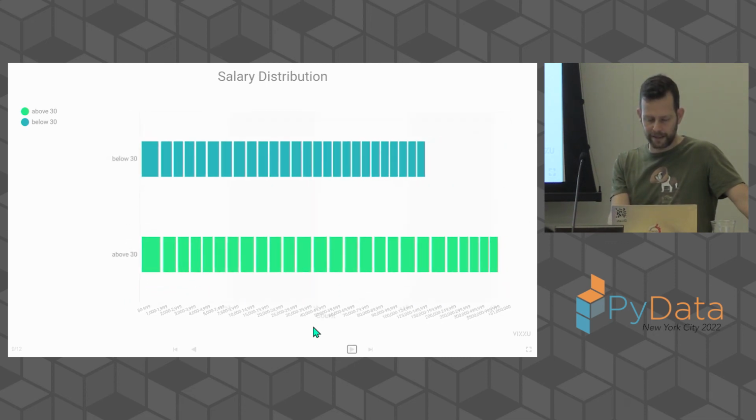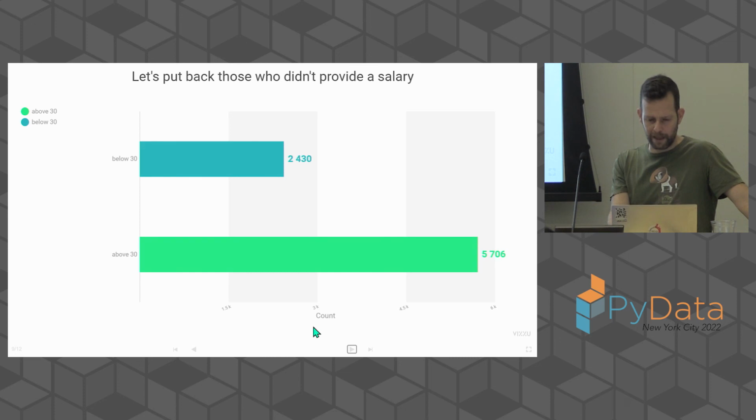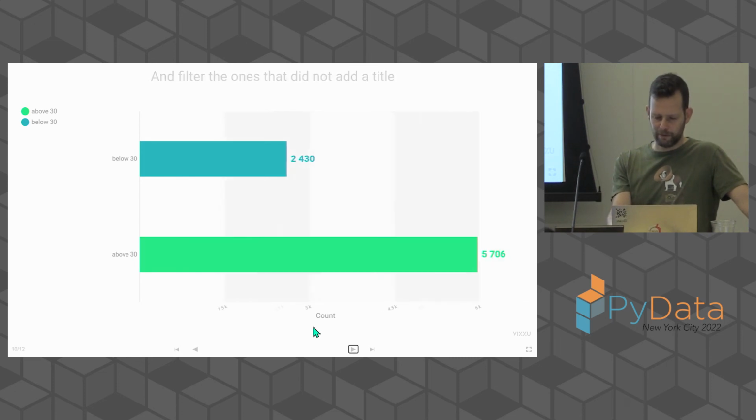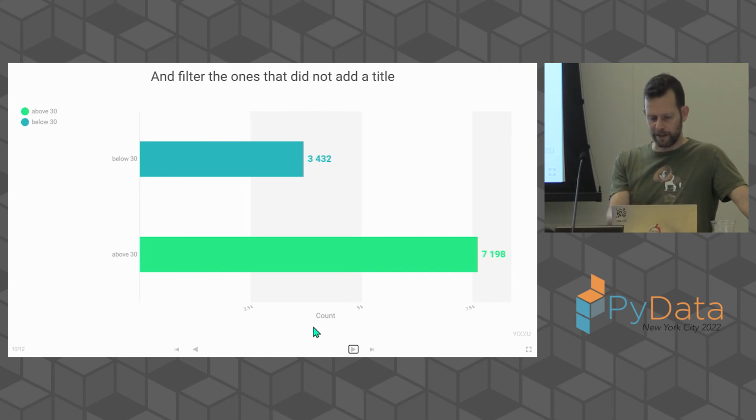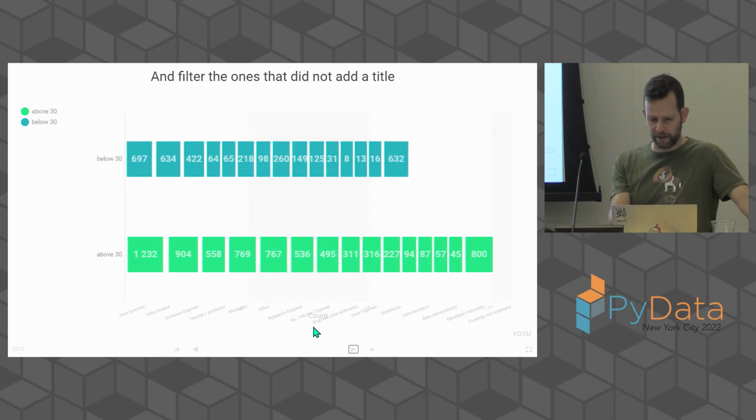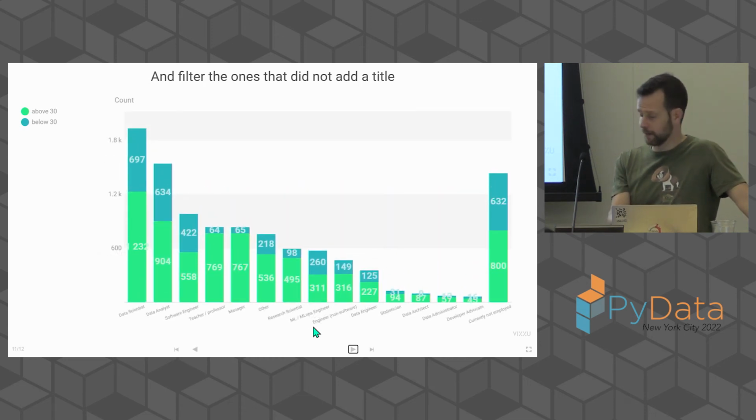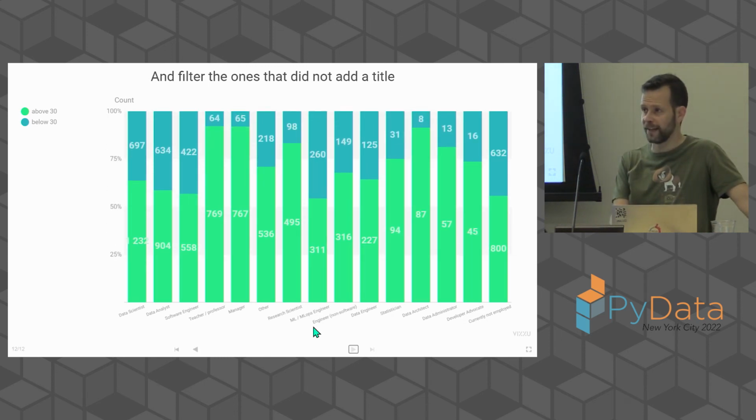And then the last view I made is about the titles. So I now added back the people who didn't provide salary info, and then removed the people who didn't provide a title. And then I just show them by title. There are a lot, so the text is a little too tiny. I think it's interesting that there are some professions where the shares are very different between below and above 30.